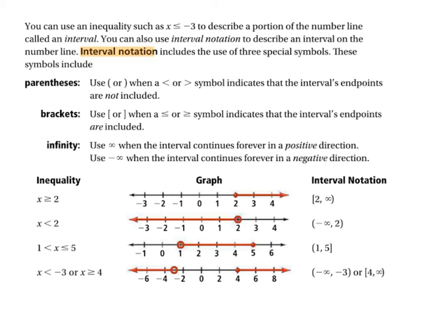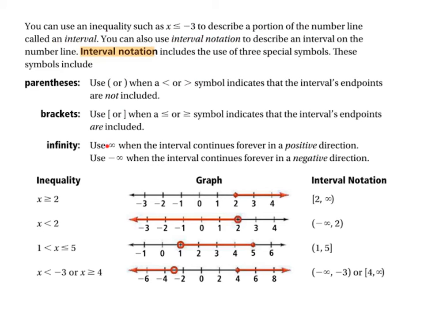Okay, one last bit of this is that we're going to learn interval notation, okay? This inequality, such as x is less than or equal to -3, describes a portion of the number line called an interval. An interval is like a span of, in this case, numbers on the number line. And you can use interval notation to describe that span or that interval, okay? And so these are the special symbols, okay? Parentheses, when it's not or equals. Brackets, when it is or equals, and I'll talk about that in a second.